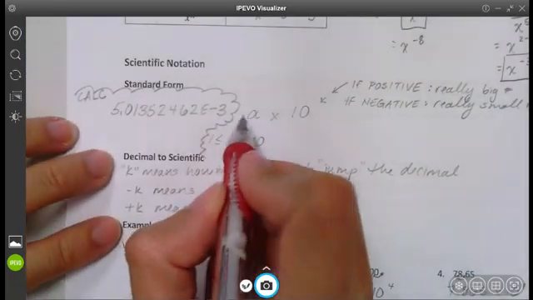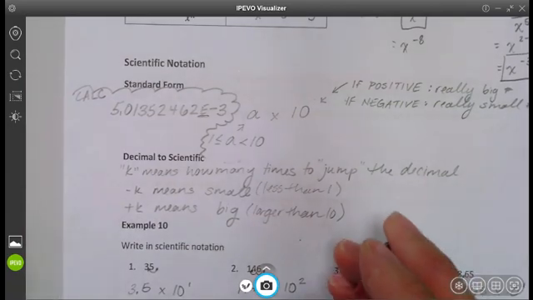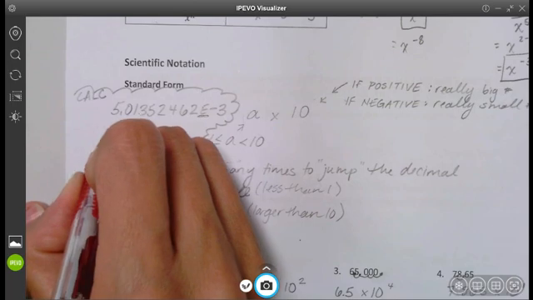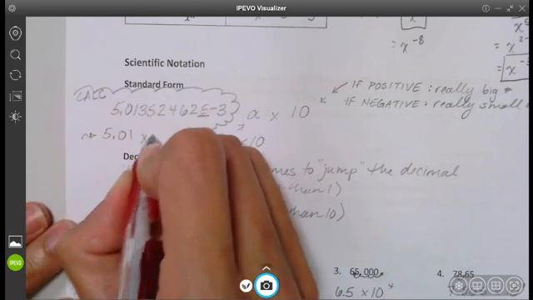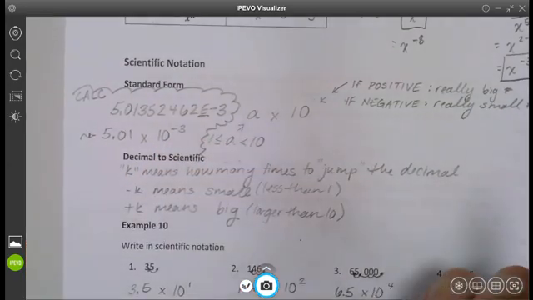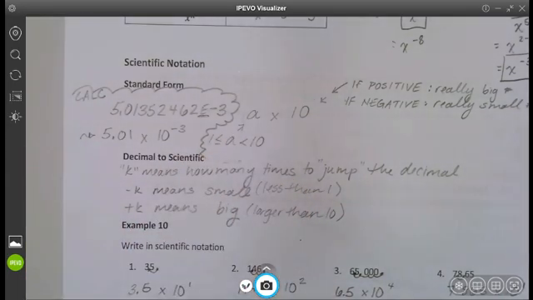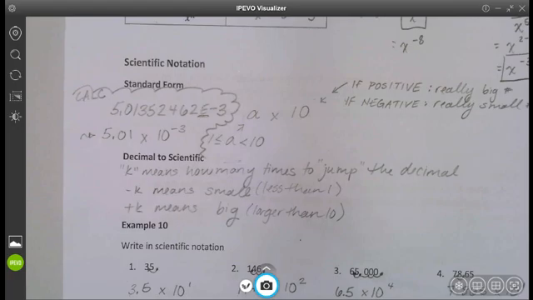Okay, what happens is that E right there is scientific notation. It is telling you that it is scientific notation. So that really means 5.01 times 10 to the negative 3. That is all it means. So when you see that pop up in your calculator, it's just telling you that it's scientific notation. It means, hey, it's a really small number.